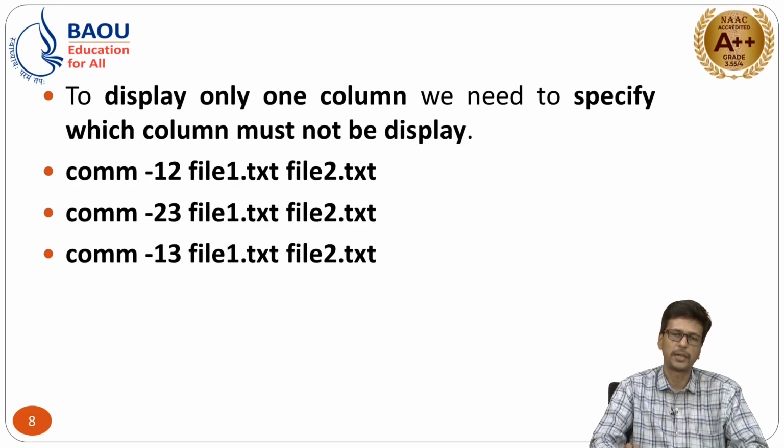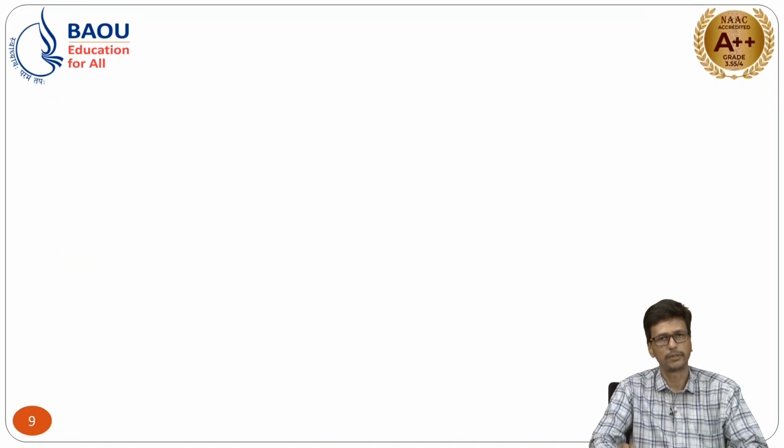In that case you have to apply this first command. Second, -23 means you don't want to display the second and third columns. You require only the first column, the contents available in the first file, not any other file. In that case you use the second command. In the same way -13 means you don't want to display the first and third columns. You require only the contents available in the second file. In that case you use this command, right?